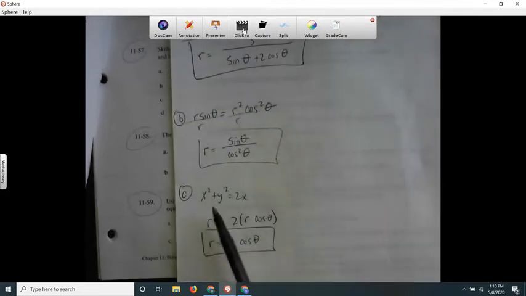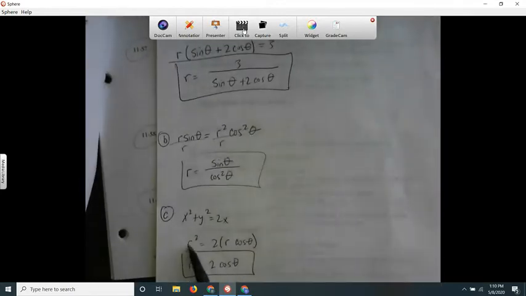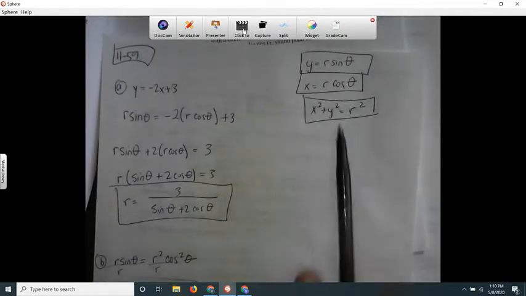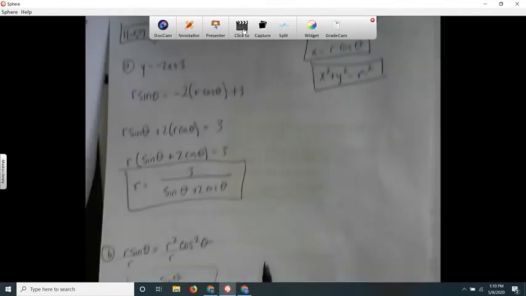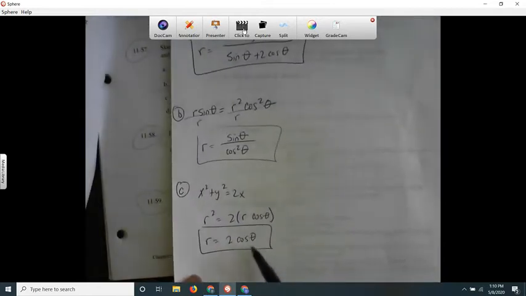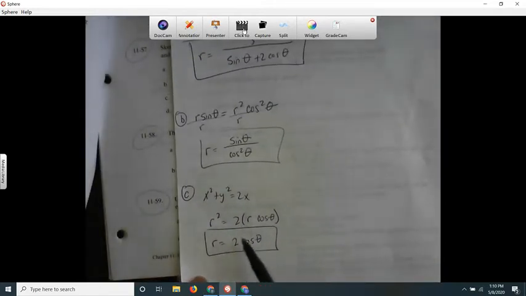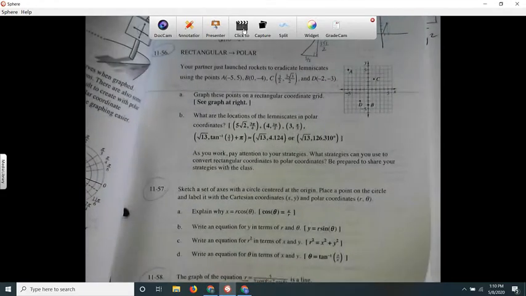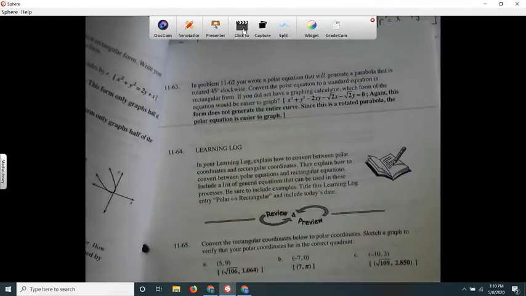On this one, x squared plus y squared. Well, x squared plus y squared is r squared, and x is r cosine theta. So we're just taking these and doing substitution, and then doing a little bit of algebra, trying to solve for r. So I hope that makes sense. So that was 11.5.9. Try to make it through this in 10 minutes if I can.